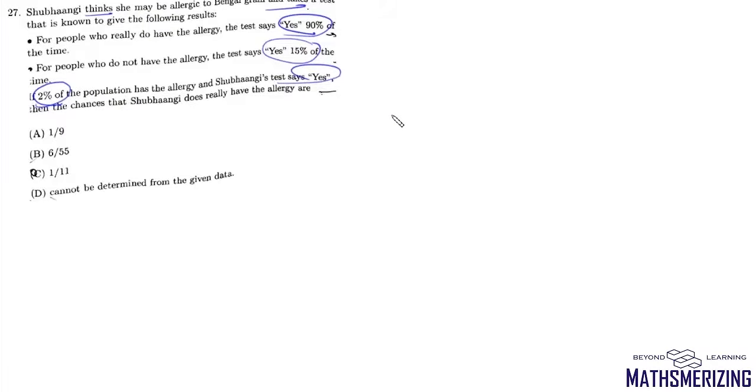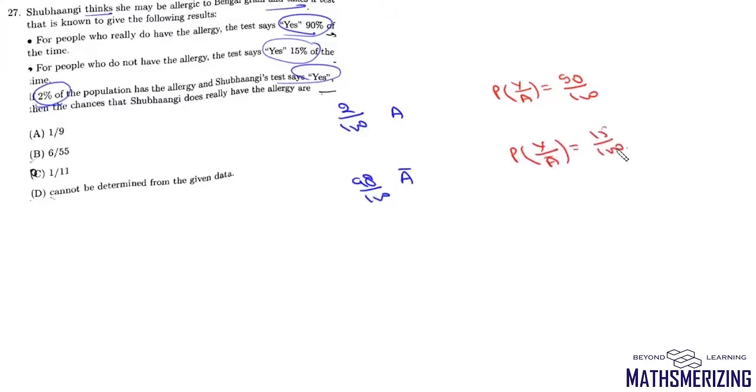Now this person can have the allergy or does not have the allergy. So what is the probability of having the allergy? Probability of having the allergy is simply 2 by 100 and not having allergy is 98 by 100. Now probability that the report confirms yes if the person has allergy is 90%. So it will be simply 90 by 100, and the probability the report confirms yes if the person doesn't have allergy is 15%. So there will be 15 by 100.